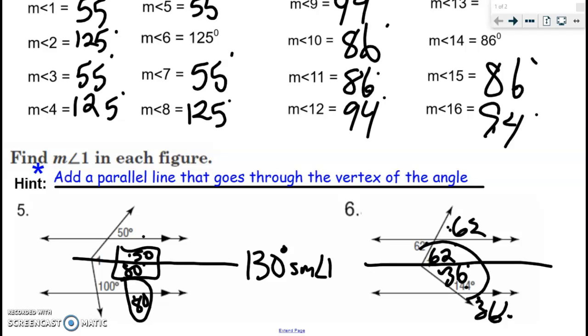So angle 1 as a whole must be 98 degrees. So the measure of angle 1 equals 98 degrees. Sound good? All right, moving on.